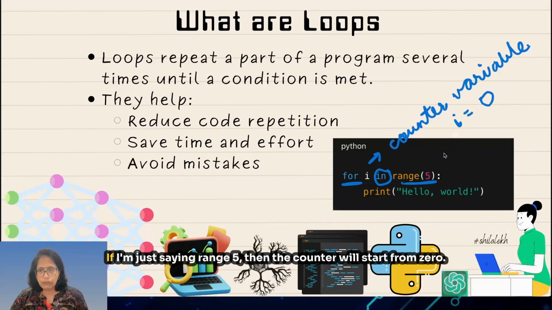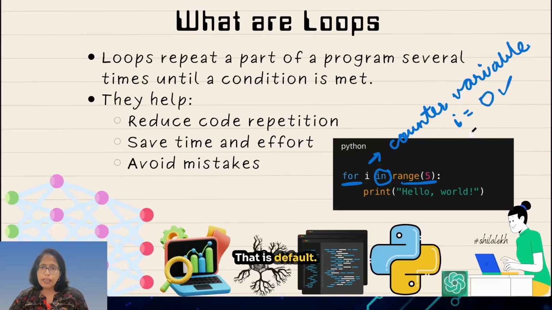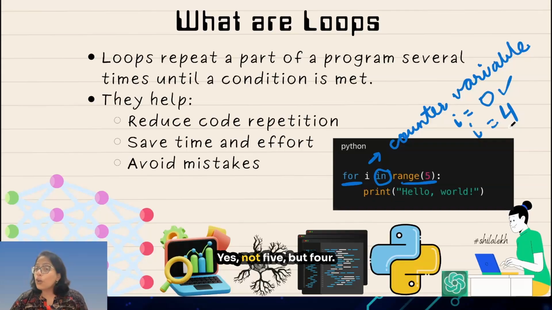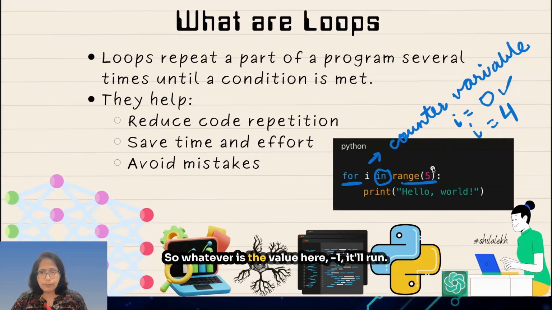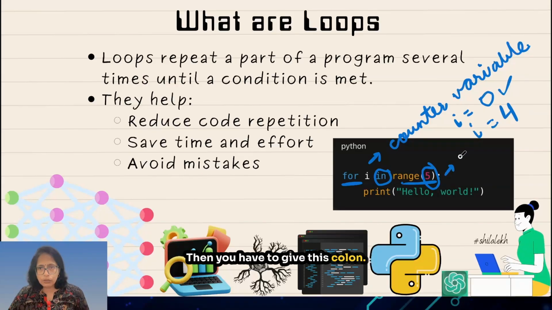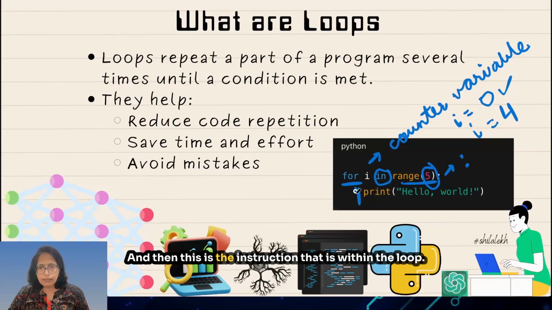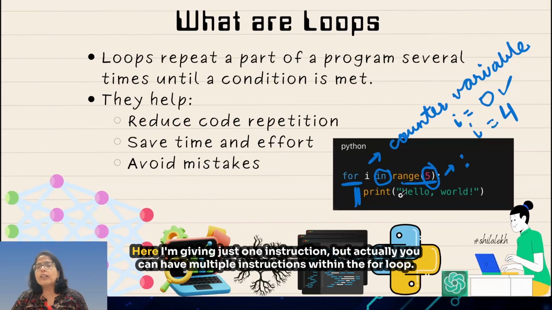What does this mean? If I'm just saying range 5, then the counter will start from 0, that is default, and it will run till i is equal to 4. Yes, not 5 but 4. So whatever is the value here, minus 1 it will run. Then you have to give this colon. I'm sorry, I just overwrote. So this colon you have to give. And then this is the instruction that is within the loop. Here I am giving just one instruction, but actually you can have multiple instructions within the for loop.